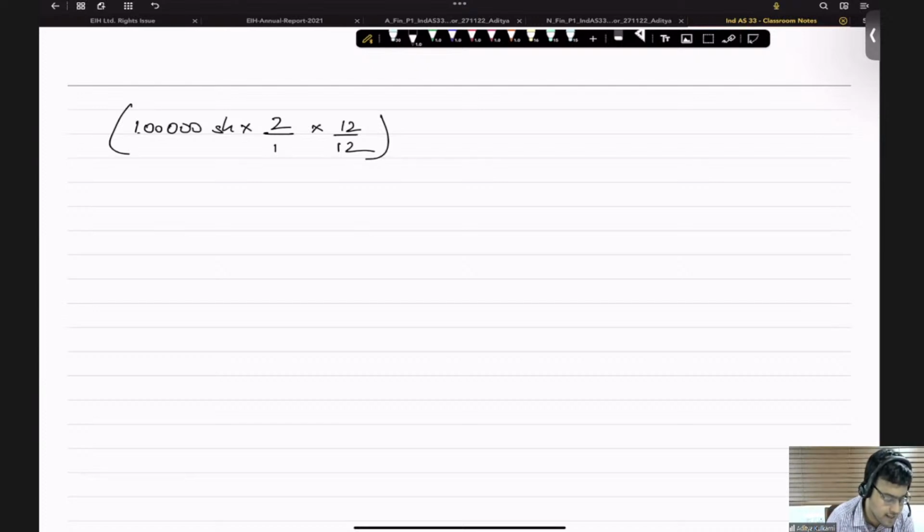Okay. So 1 lakh into 2 by 1 into 12 by 12 plus you have issued 50,000 shares. One share becomes two shares. One share, one bonus. So 2 shares after the bonus. So into 2 by 1 into 9 by 12. So this is what you are going to consider.